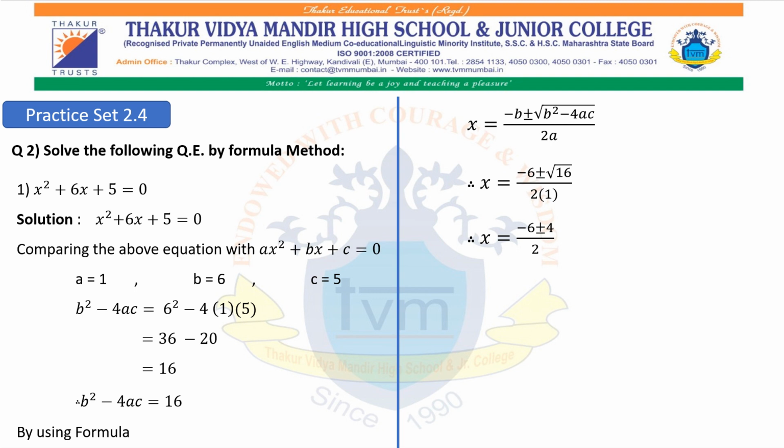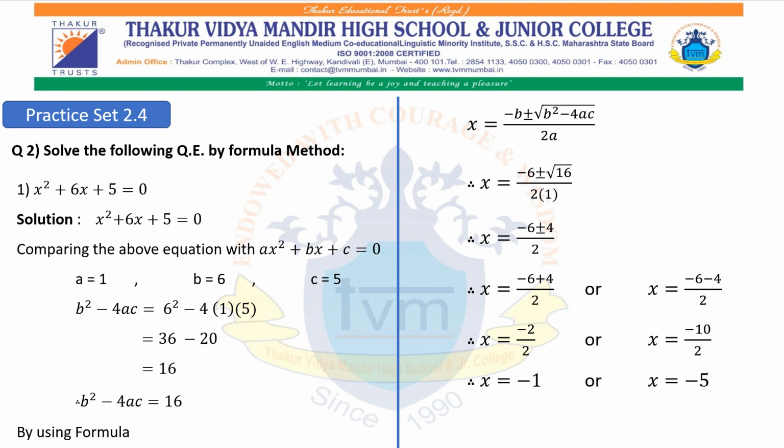Now we will separate the positive and the negative sign, which can be written as x equals to minus 6 plus 4 upon 2 or x equals to minus 6 minus 4 upon 2. Then we will get x equals to minus 2 upon 2 or x equals to minus 10 upon 2. After making it to the simplest form, we will get x equals to minus 1 or x equals to minus 5. Then final answer we will write minus 1 or minus 5 are the roots of the given quadratic equation.